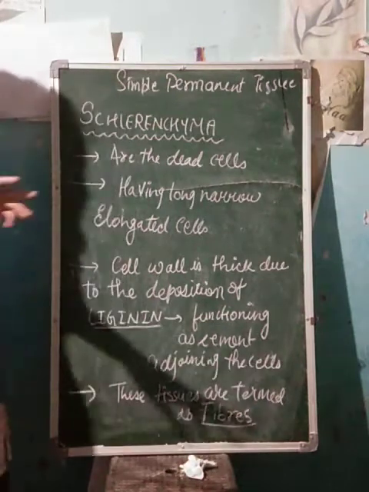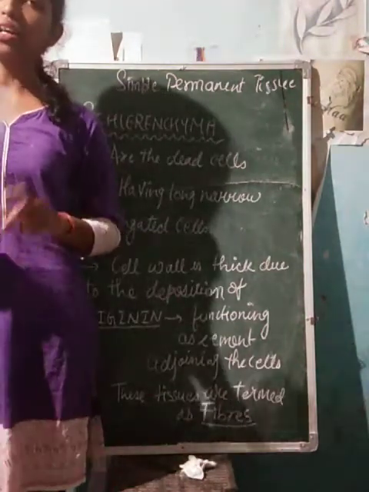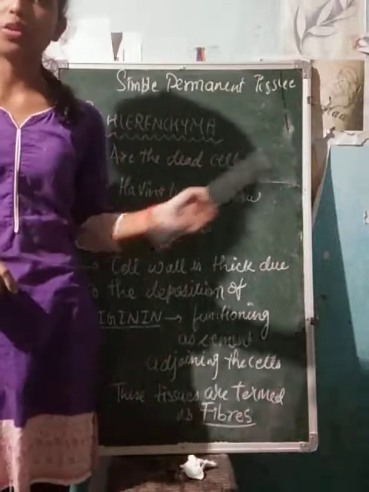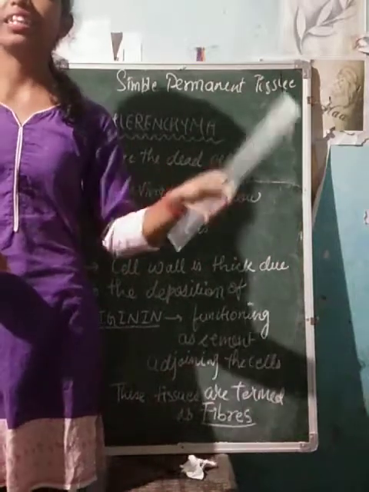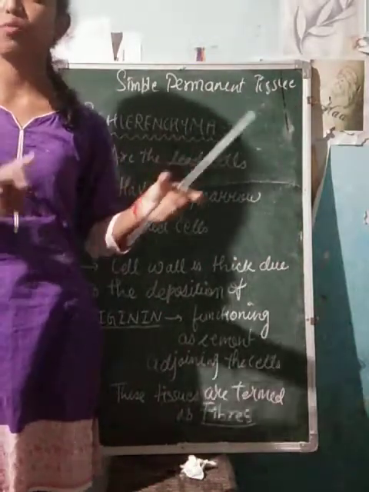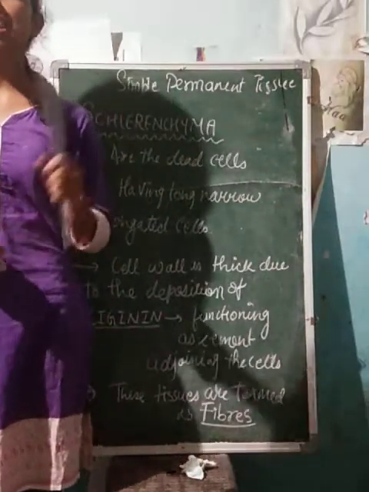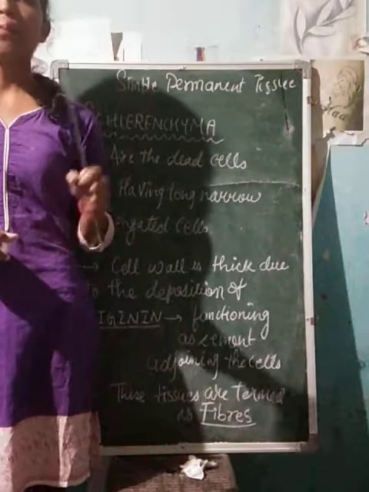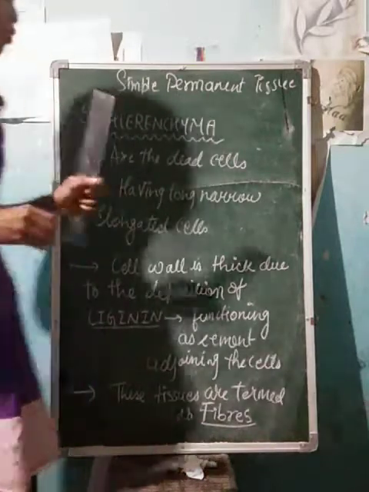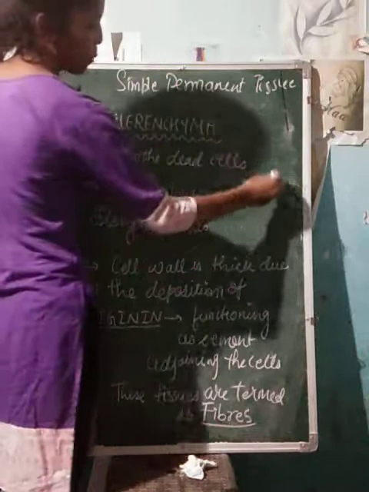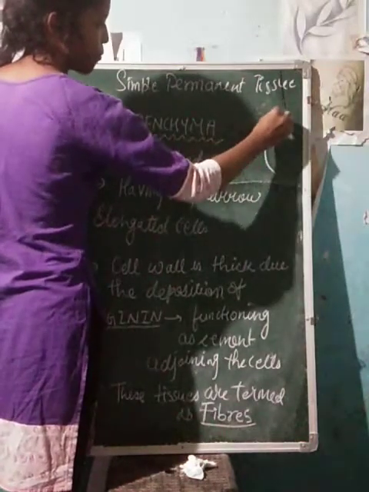Before this we have studied the parenchyma and collenchyma. They were living cells, but now here we see sclerenchyma, which is made of dead cells and is also known as the fiber tissue. This tissue is known as fiber tissue because its cells are elongated, sharp and pointed at the ends. This type of structure we can see in the cell.